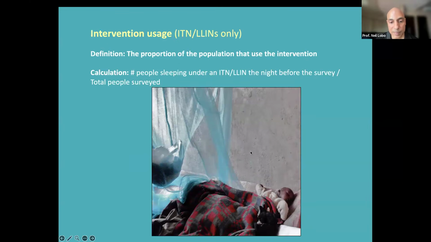And this is a nice picture of a little child sleeping outside a bed net that's already up. And here's an example of, yes, they had access, they were covered by bed nets, but this little child was not sleeping under a bed net. Intervention usage, they were not using the intervention, thereby reducing effectiveness.